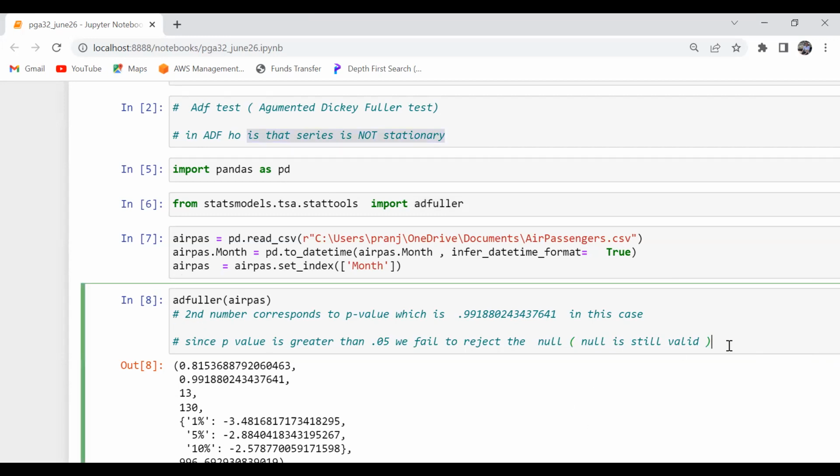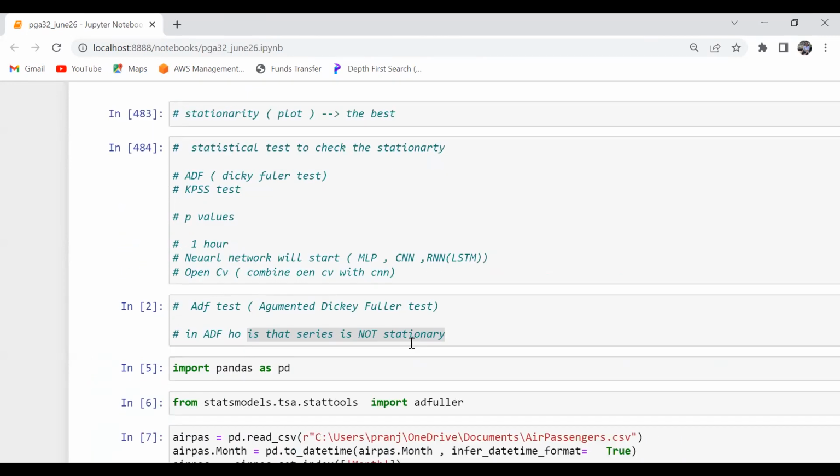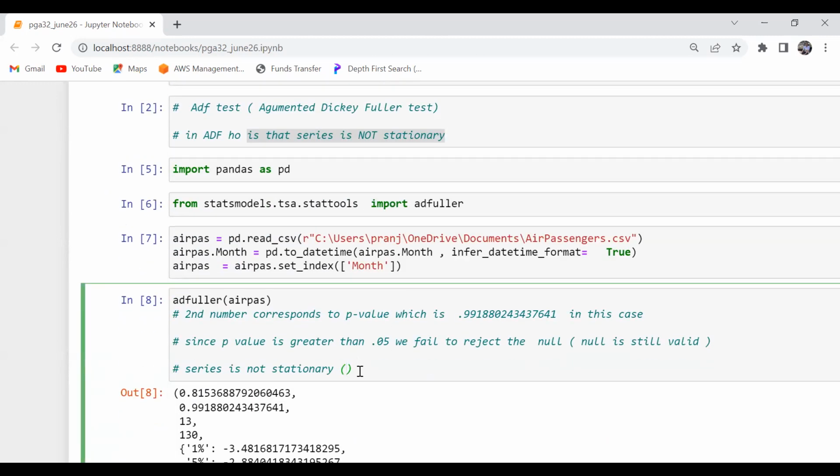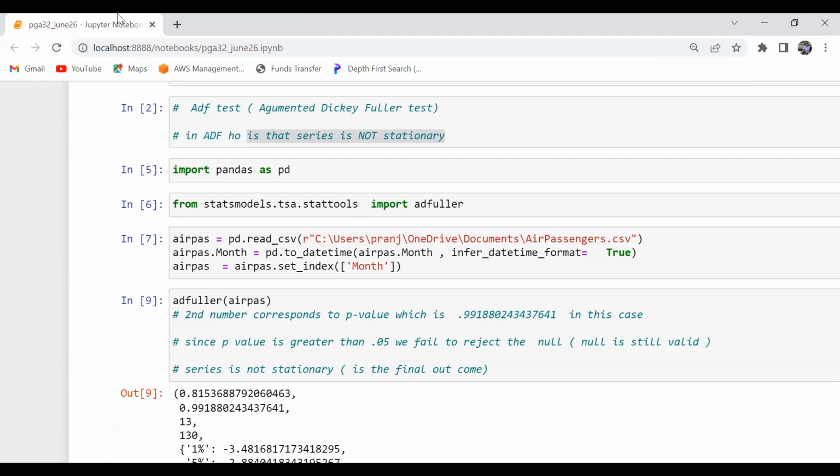So my conclusion now is that the series is not stationary. And if you remember from the last class, and if you plot it also, you will see that the series is not stationary. So almost the same thing you are getting over here. The series is not stationary is the final outcome. Fail to reject the null. Vedant said yes. What you said is absolutely right.